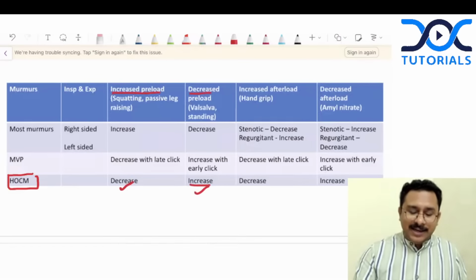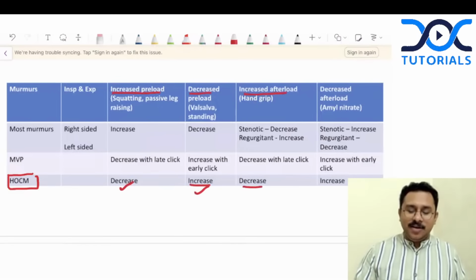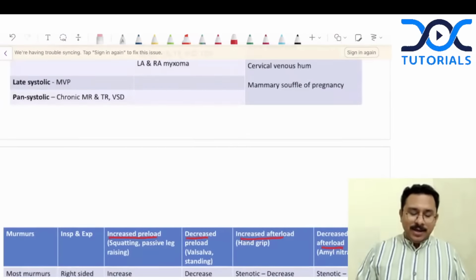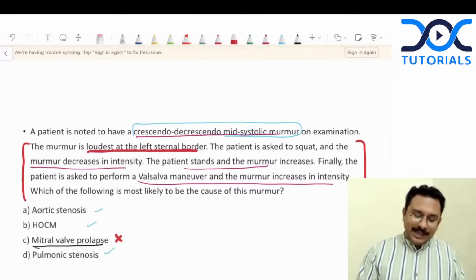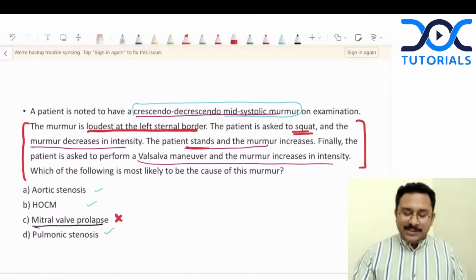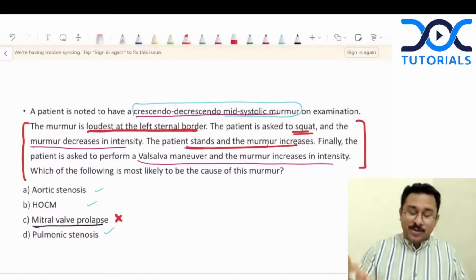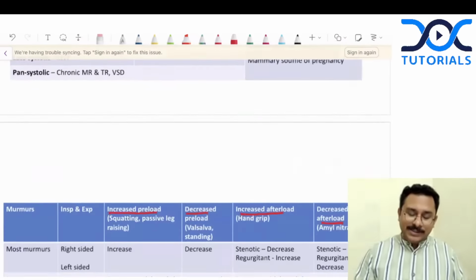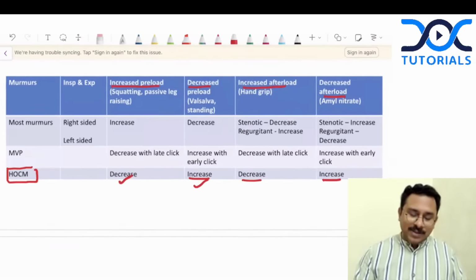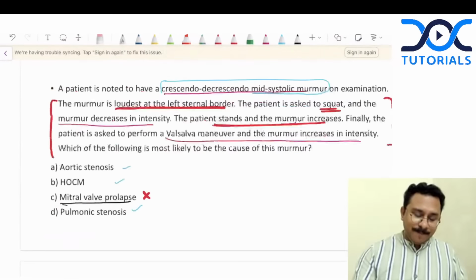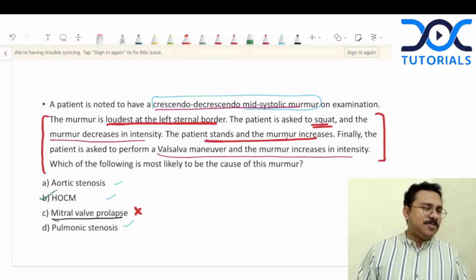Any condition that increases the afterload, like hand grip, will decrease the intensity of the murmur, and decreased afterload will increase the intensity. Now, if you look at the options, the patient is squatting, the murmur is decreasing. The patient is standing, murmur is increasing. Valsalva, increasing. So based on this, you can see this is typical of hypertrophic obstructive cardiomyopathy. So the answer is hypertrophic obstructive cardiomyopathy.